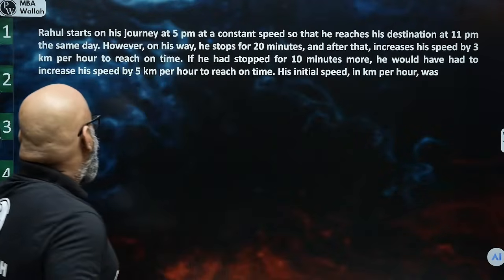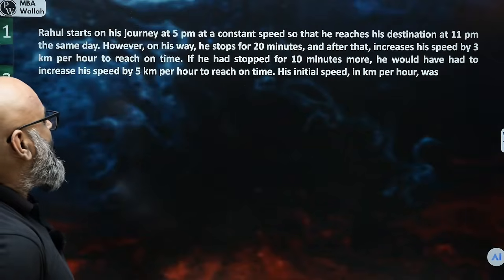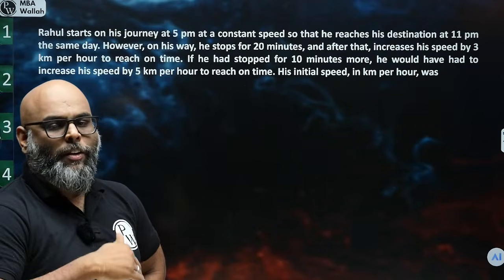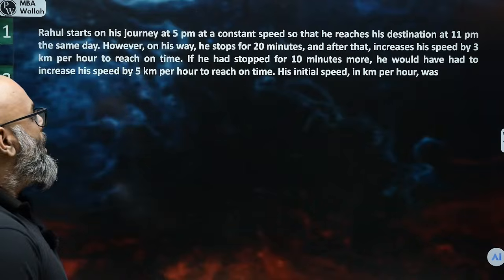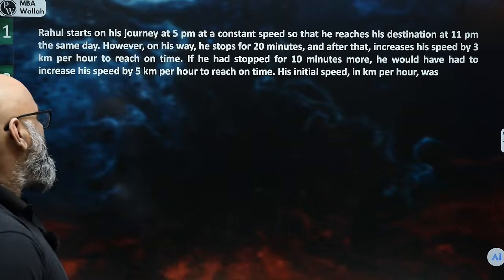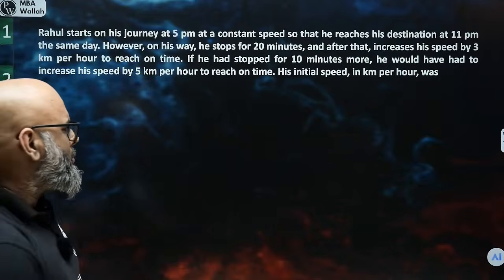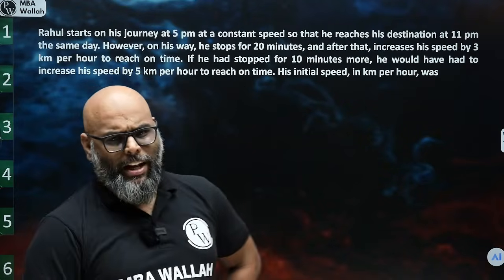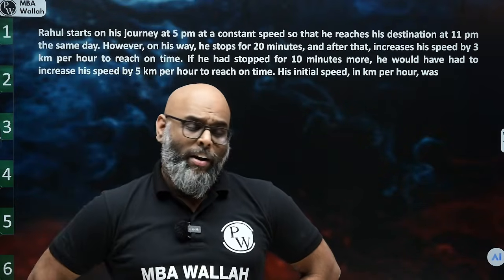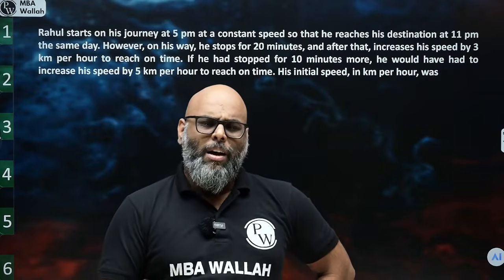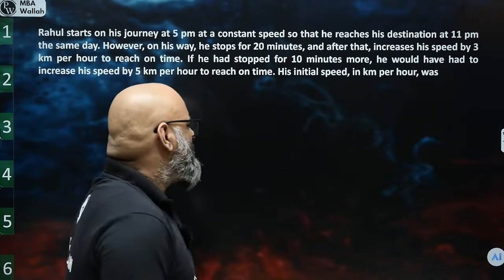But there's another condition. If he had stopped for 10 minutes more, that is 30 minutes instead of 20, he would have had to increase the speed by 5 km per hour to reach on time. What was the initial speed? We have done a lot of questions like this in the class when we did change in speed for the remaining distance. I'm going to use the same format and solve this.